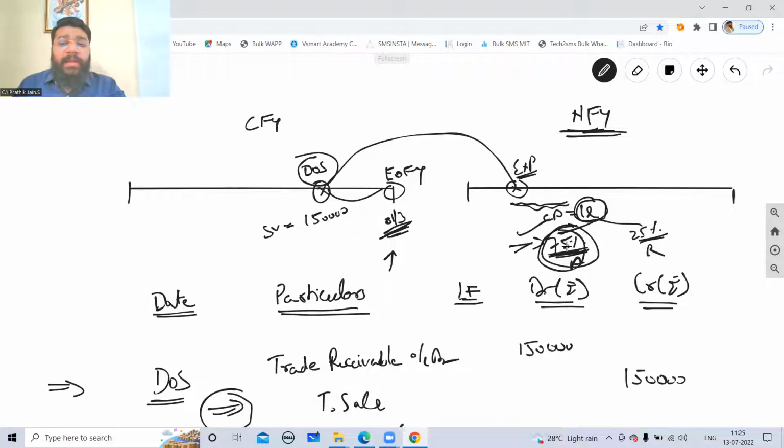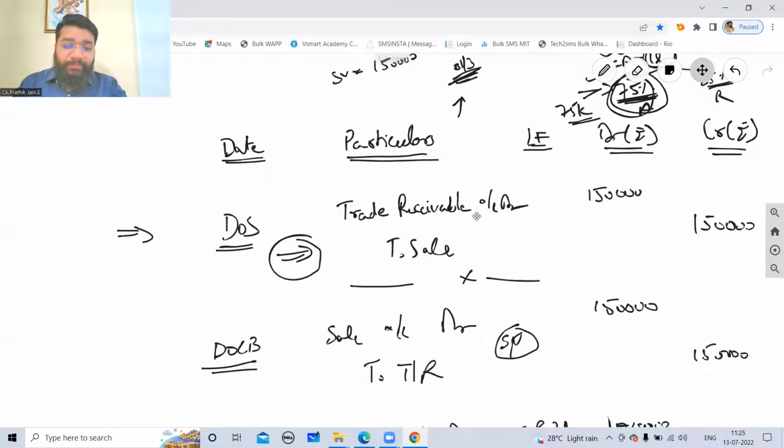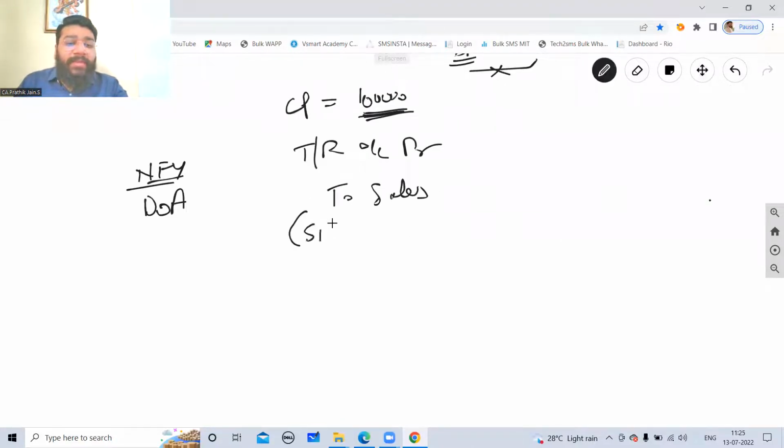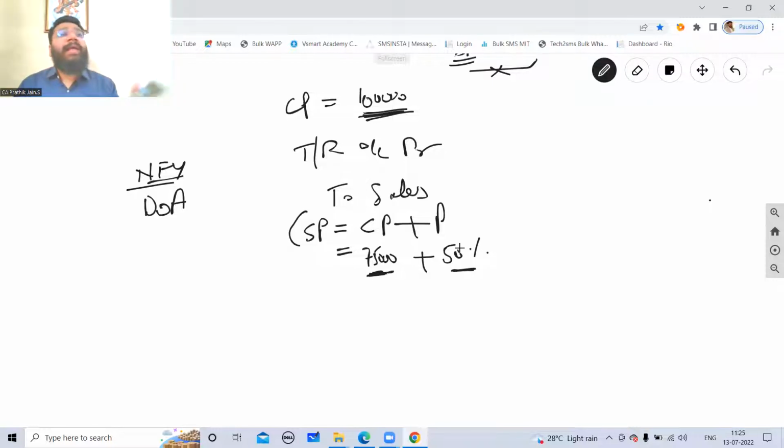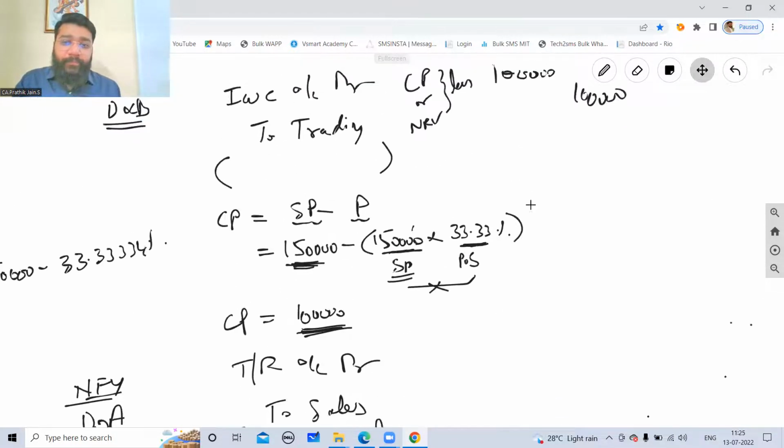So 75,000 rupees, guys. That is for 1 lakh rupees. If I take 75%, 75,000 rupees is cost price or selling price? It is cost price. So selling price is equal to cost price plus profit. Cost price is 75,000 rupees, plus profit is 50% on cost. So I can directly add 75,000 plus 50%. So your selling price is 1,12,500.